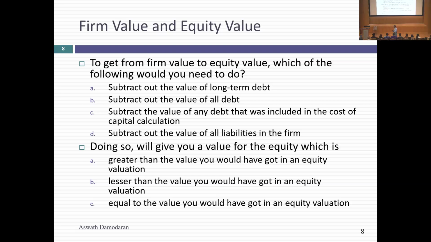So let's say you do it right. You value the firm, you subtract out that, you get a value for equity. But you could have valued equity directly, right? By taking cash flows to equity and discounting at the cost of equity. Would you like to get the same value for equity with the 2 approaches? We'll ask the question, should you, but would you like to?